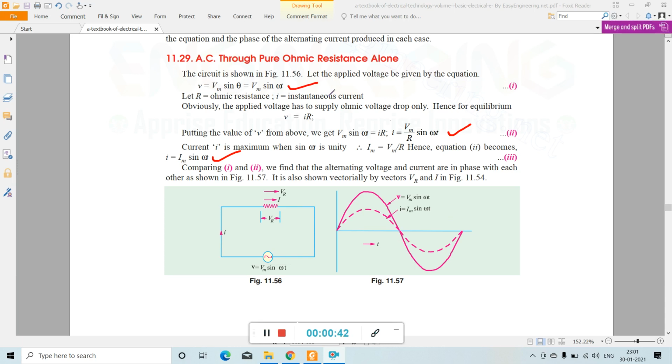In case of resistance alone, the voltage equation is V = Vm sin omega t, and the current expression is also I = Im sin omega t. So in this case, we find that alternating voltage and current are in phase with each other. This is the waveform given here, this is the phasor diagram, and this is the circuit diagram we already discussed.